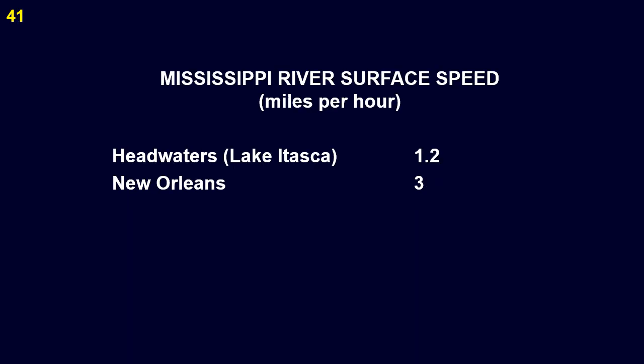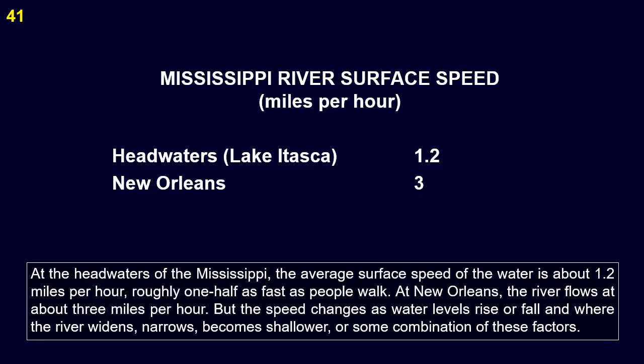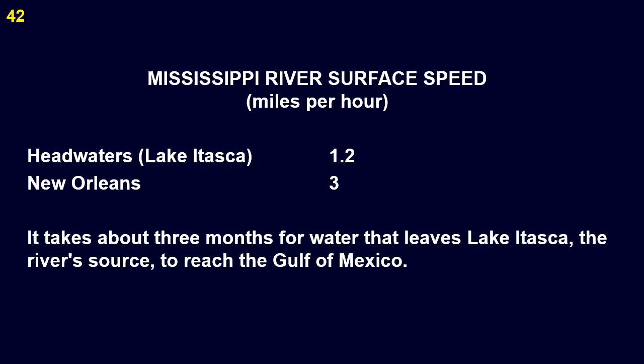At the headwaters of the Mississippi, the average surface speed of the water is about 1.2 miles per hour, roughly one half as fast as people walk. At New Orleans, the river flows at about 3 miles per hour. But the speed changes as water levels rise or fall, and where the river widens, narrows, becomes shallower, or some combination of these factors. It takes about 3 months for the water that leaves Lake Itasca, the river's source, to reach the Gulf of Mexico.